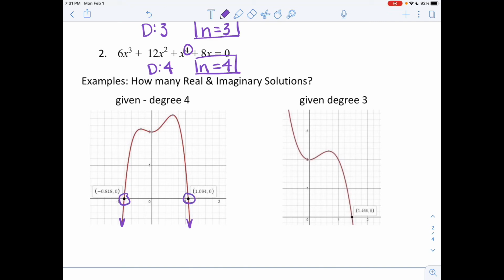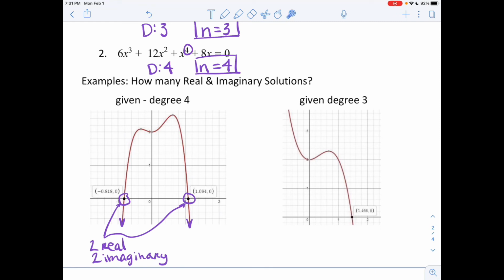So if I see 2 solutions, that means that I have 2 that are real because those are ones that I can see on the graph. And since I need a total of 4, that must mean that I also have 2 imaginary. So that 2 plus 2 is equal to 4.